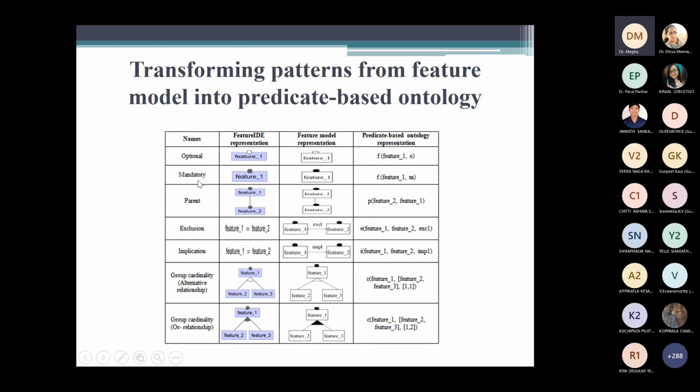Now, let's see another type of relationship, that is mandatory. This is how the mandatory relationship looks in the FeatureIDE tool. And this is for our own understanding. Now, this notation has been converted into the predicate. This F represents the relationship, and Feature 1 and M, again, are the objects. So I'm going to interpret it as: Feature 1 is a feature which is mandatory. In a similar way, all the patterns have been created for the parent feature, exclusion relationship, implication, group cardinality, and or relationship.